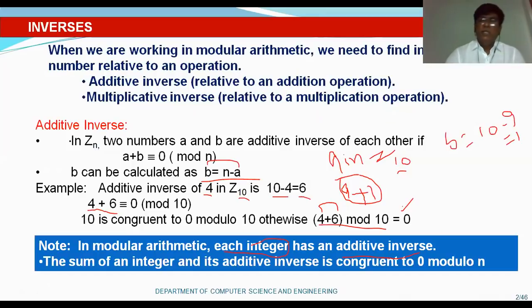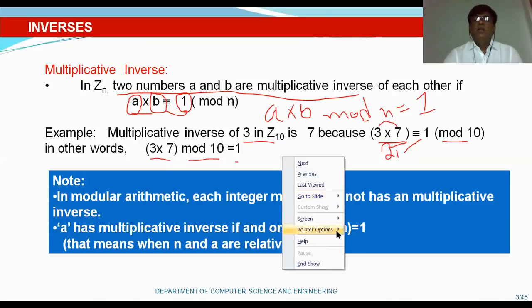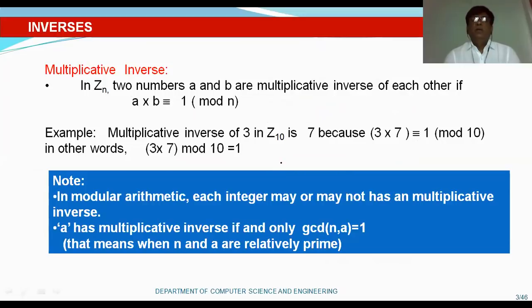But here one thing is, in the multiplicative inverse case, any integer may or may not have a multiplicative inverse. In the case of the additive inverse, each integer has an additive inverse. But in the case of the multiplicative inverse, each integer may or may not have a multiplicative inverse number.